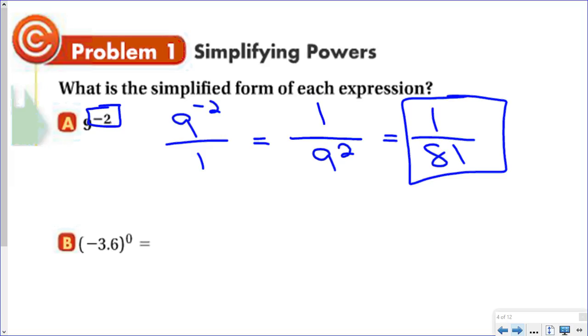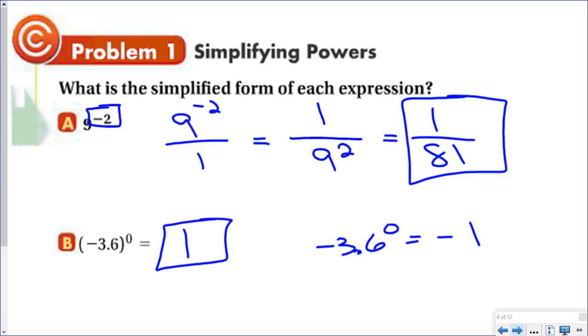As long as the entire phrase is raised to the 0 power, your answer is just 1 for this one. Now, if it would have been, and they'll do this to you here, negative 3.6 raised to the 0 power, this is a different problem here. The answer for this one would be a negative 1 because you'd cover up the negative first.